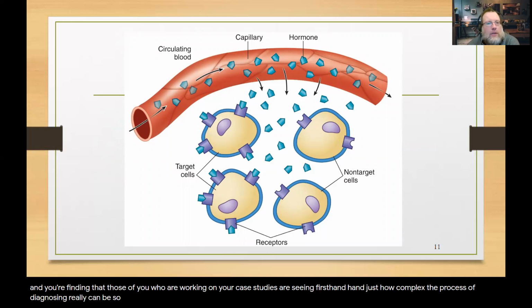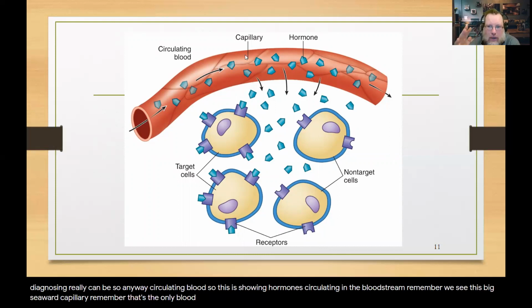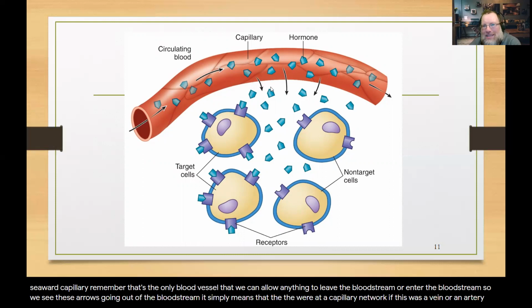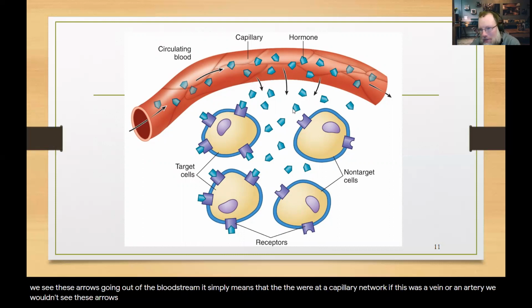So anyway, circulating blood. This is showing hormones circulating in the bloodstream. Remember, we see this big C word, capillary. Remember, that's the only blood vessel that we can allow anything to leave the bloodstream or enter the bloodstream. So we see these arrows going out of the bloodstream. It simply means that we're at a capillary network. If this was a vein or an artery, we wouldn't see these arrows leaving the vessel. So the only place in the body where we see the delivery of chemistry is in a capillary network. I will mention that 100 more times at least this semester.